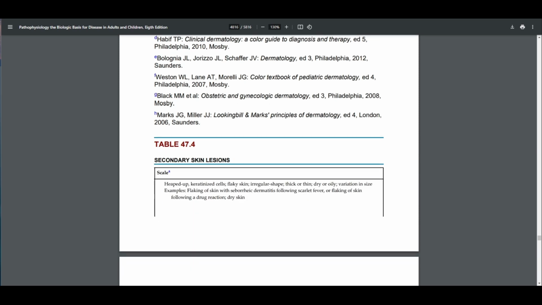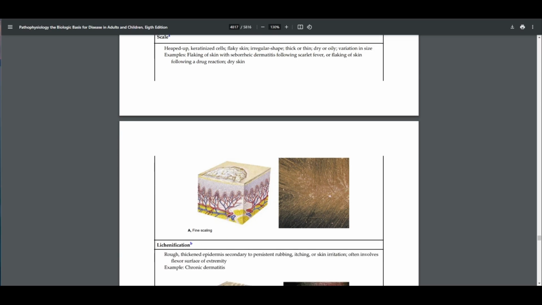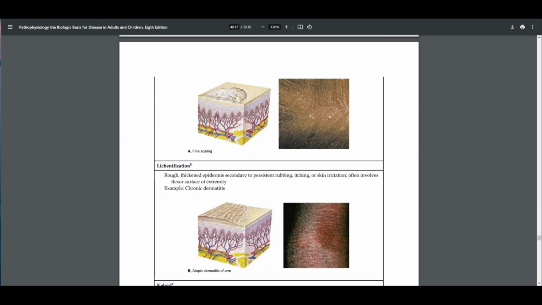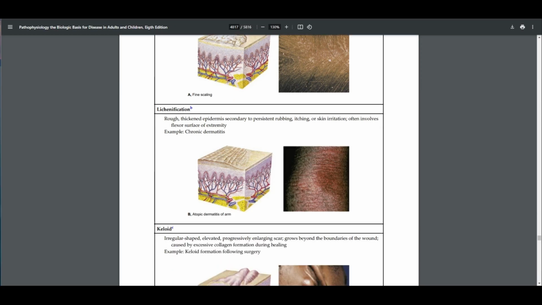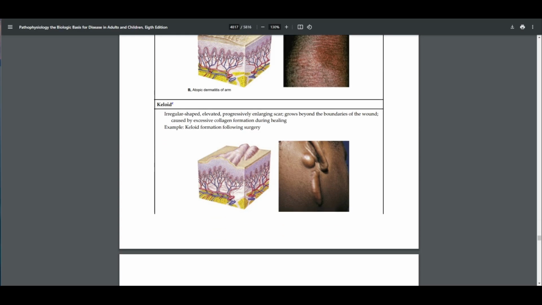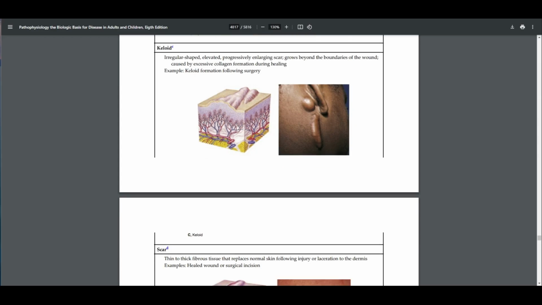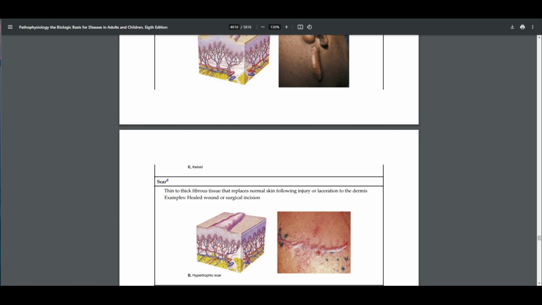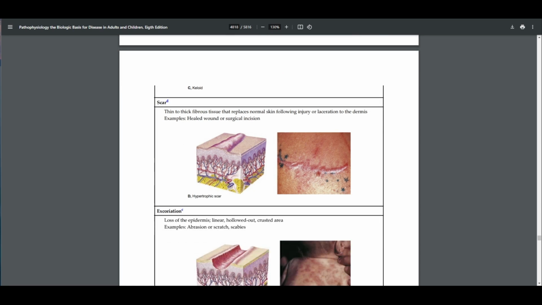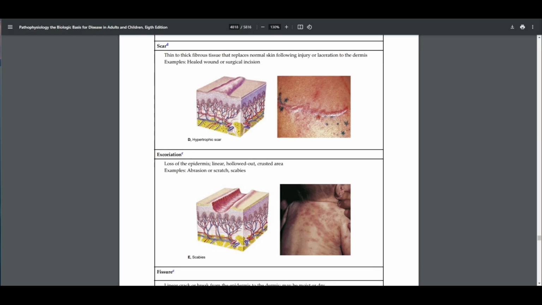followed by secondary skin lesions. Here we've got some scaling or scale, followed by lichenification, a keloid. Again, good spots, always hit pause, read them over so you can see where you would find them. I really should be reading their examples. I'm half tempted to go back to the top and start over, to be honest. But yeah, hit pause and at least read some examples.